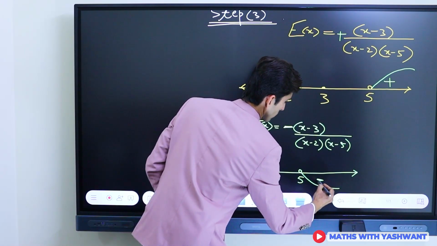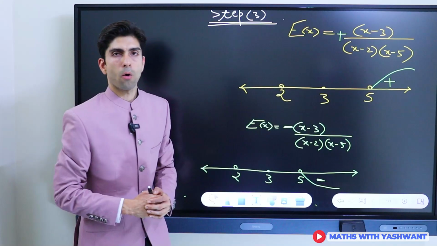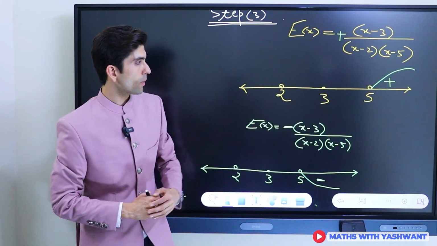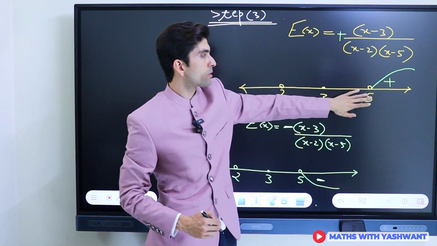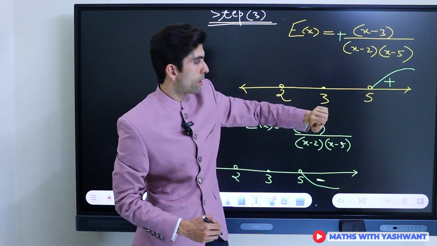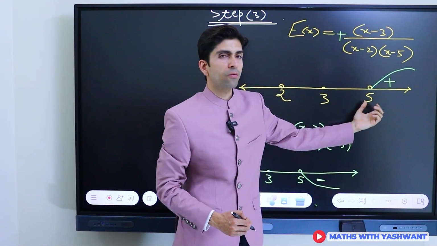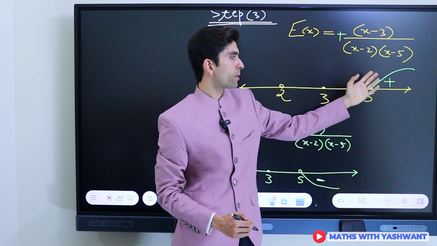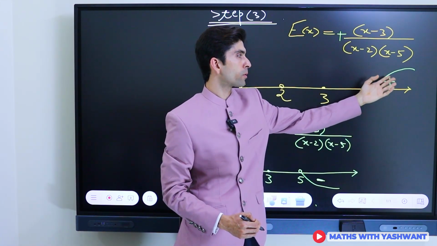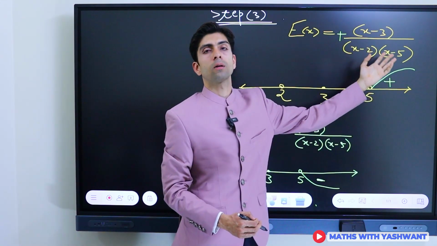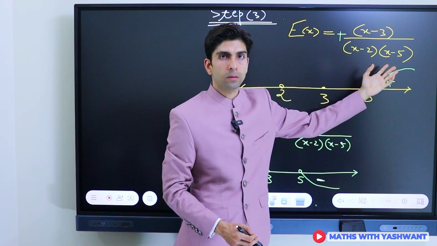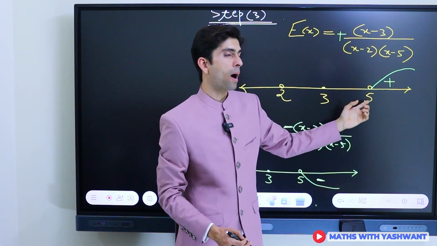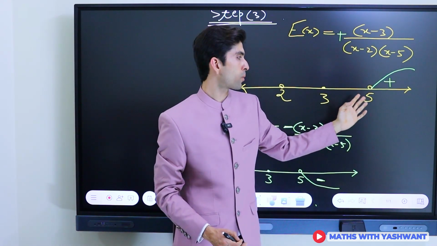The negative sign. Okay, and just concentrate here for the first expression. We reach 5. Now reaching 5, we have to decide whether we should change the sign of the curve from positive to negative or the curve should stay the same as it is. That actually depends on the power of the linear factor that corresponds to 5.